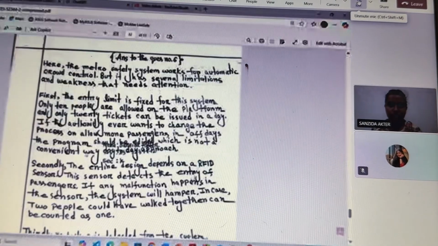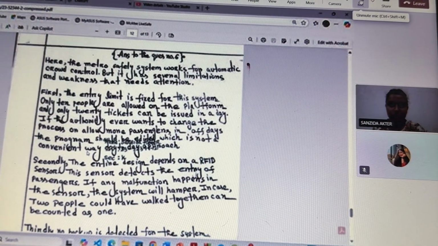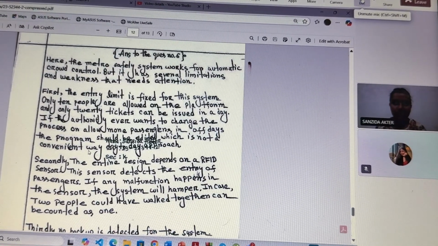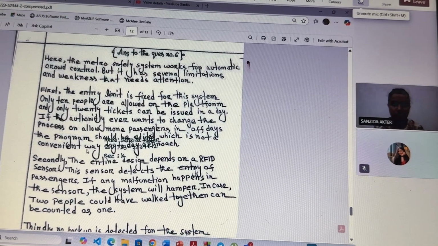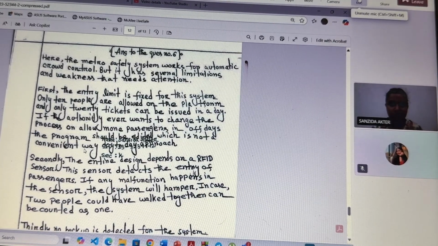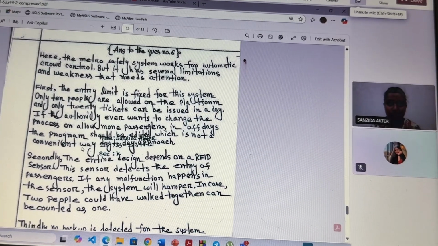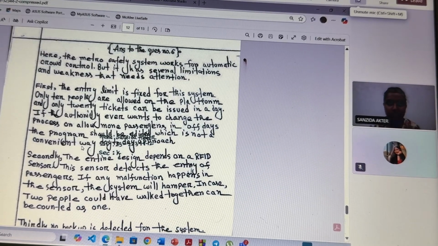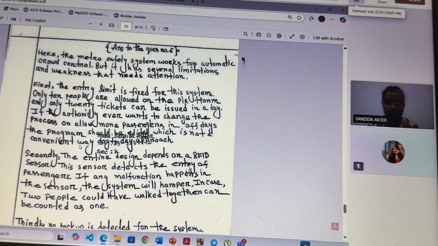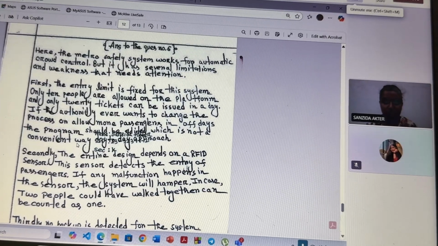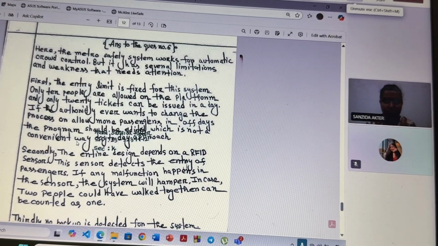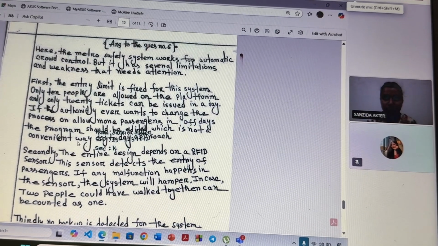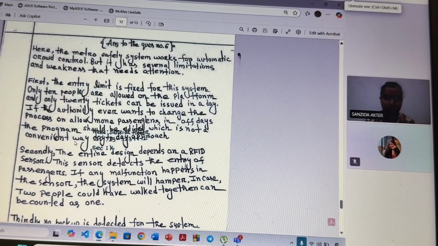So now, question number 6. The final question asked me to state the limitations of the metro system. I highlighted several important issues. First, the entry limit is fixed. Only 10 passengers may be on the platform and only 20 tickets can be issued each day, and any change requires reprogramming. If the authority ever wants to change the process or allow more passengers on off days, the program must be reinstalled, which is not a convenient day-to-day approach.